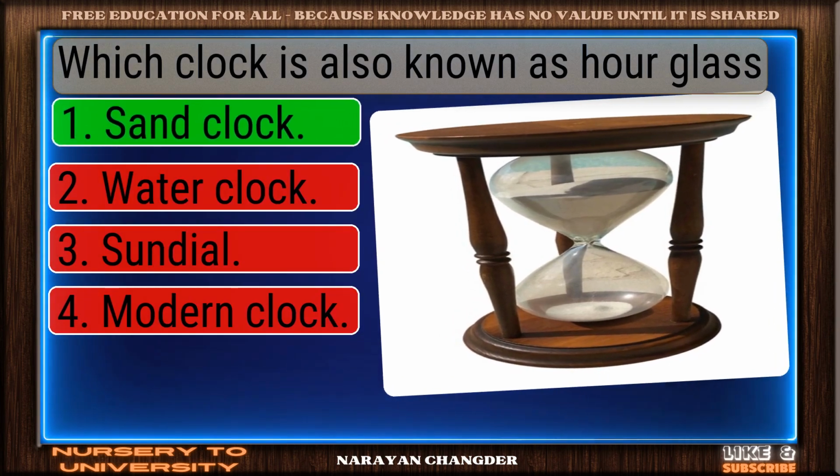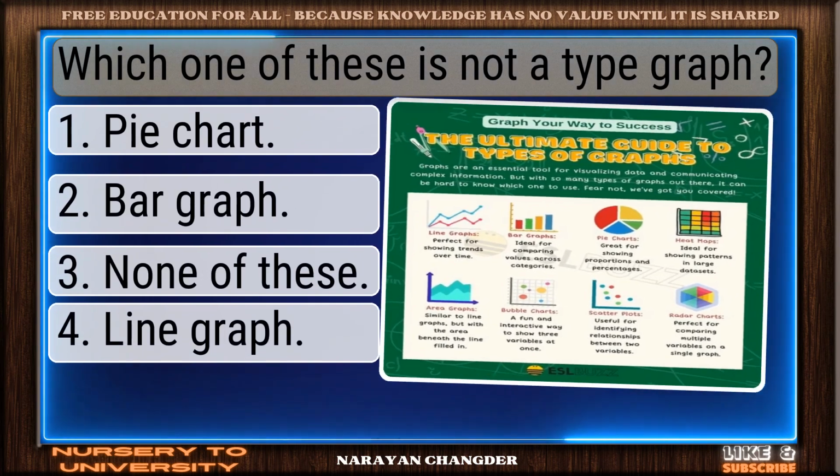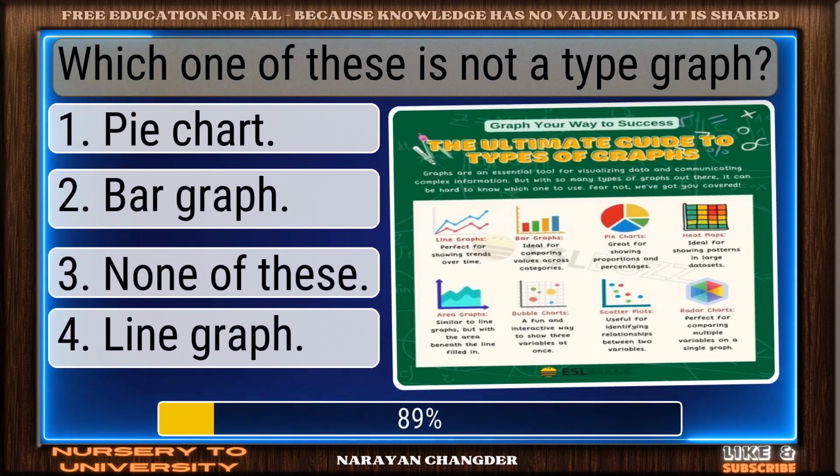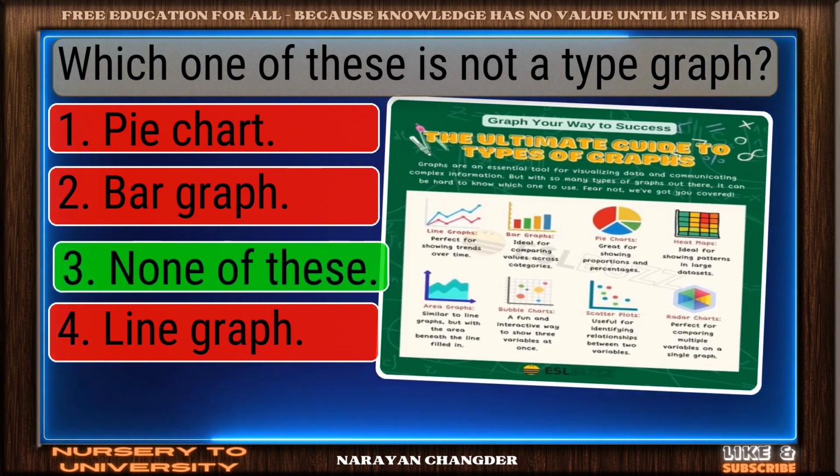Excellent choice. Sand clock is the right answer. Question number 106. Which one of these is not a type of graph? Smart pick. None of these is the correct choice.